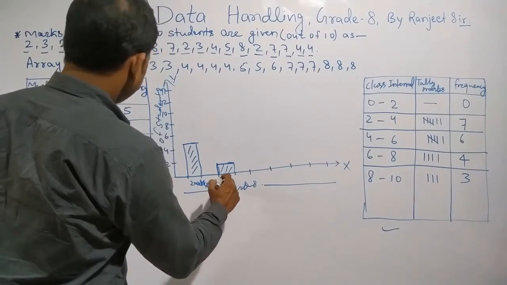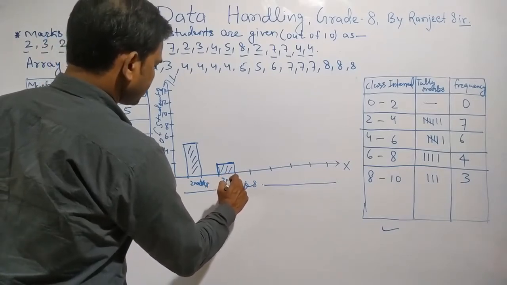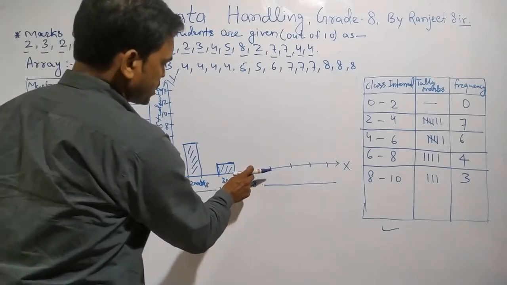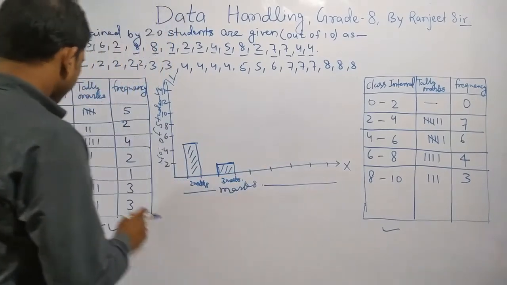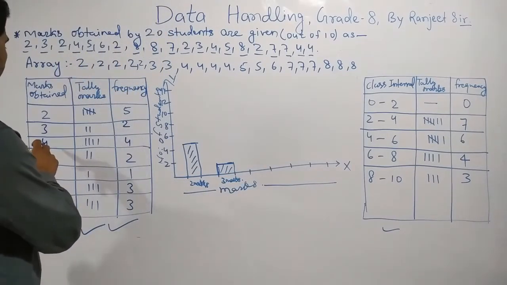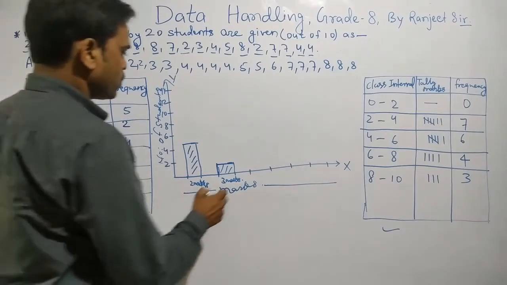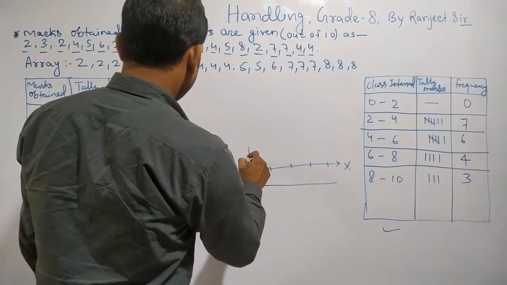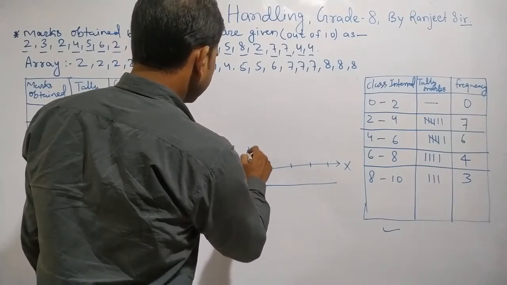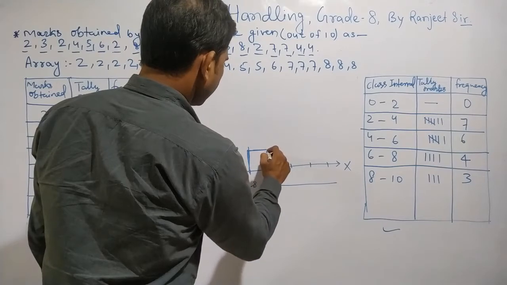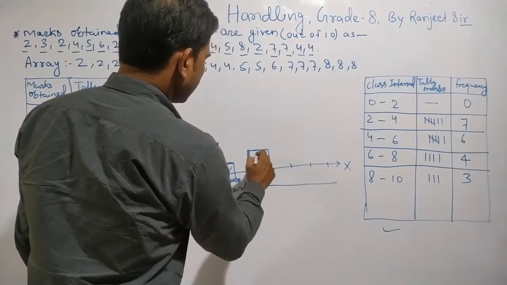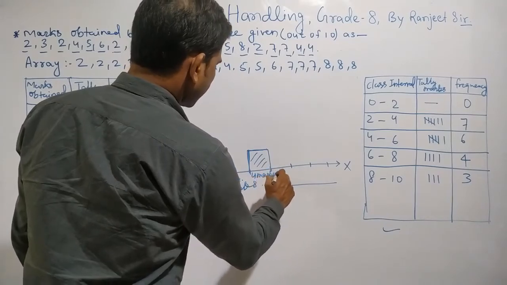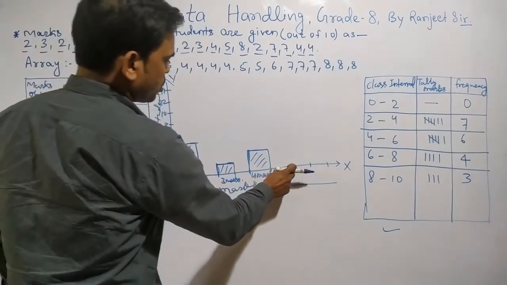And here we will write 3 marks. So now we will not use this. For 4 marks, how many students have got 4? 4. So we'll go till 4. We'll try to represent 4. And here this is 4 marks. In that way, again we will not use it.